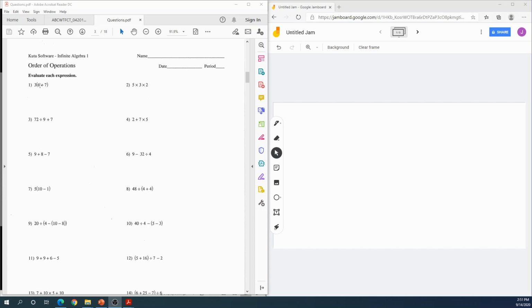Problem number 2, 5 times 3 times 2. This is all straightforward multiplication. So let's do 5 times 3 first. 5 times 3 is going to be equal to 15, times 2 is going to be equal to 30.